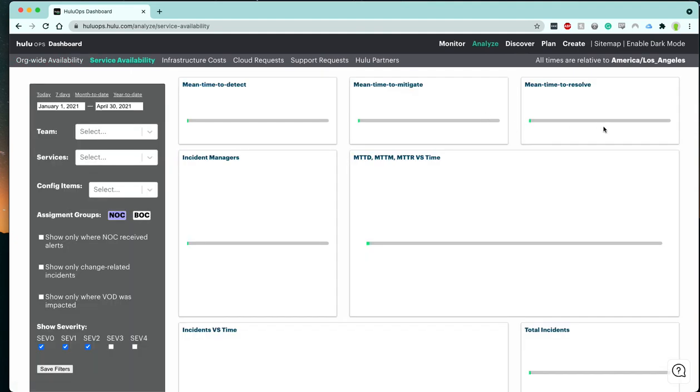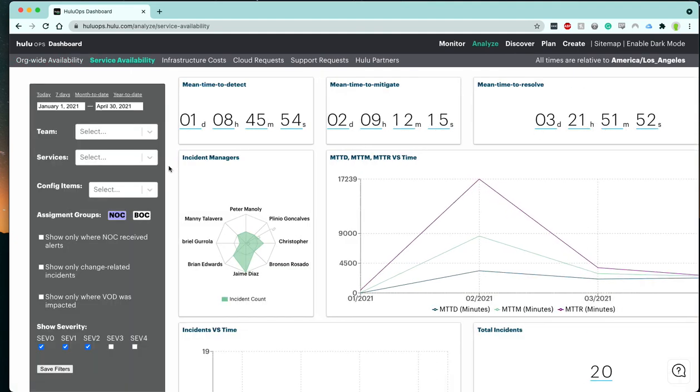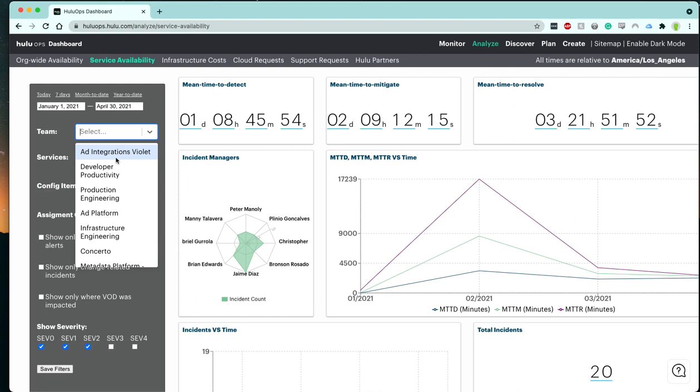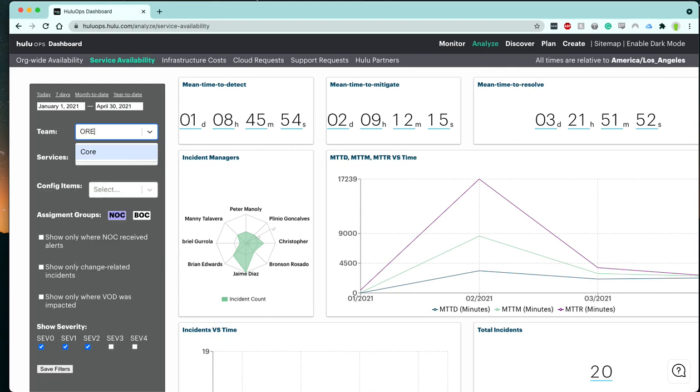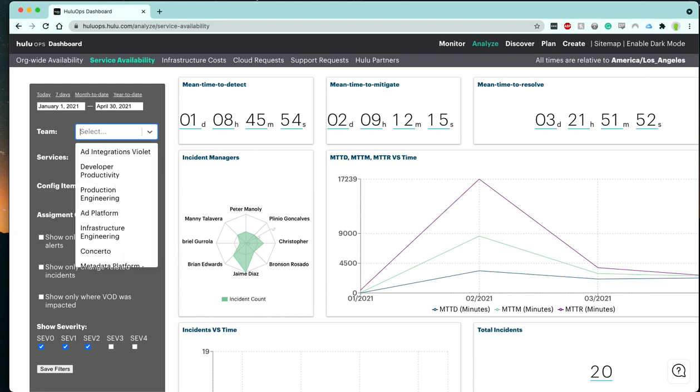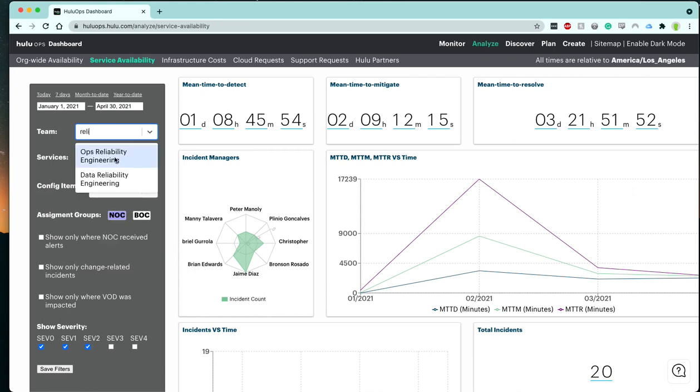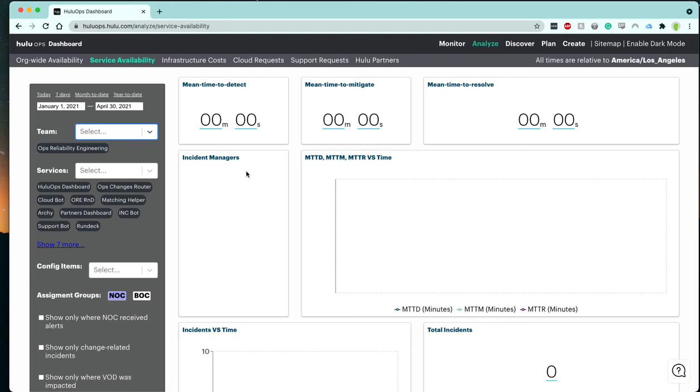I'm going to take you to service availability. I'm not going to spend a ton of time on this. This is where you can actually choose your team. So in my particular case, I am ORE, and that's core reliability. So I'm going to look at the Ops Reliability Engineering Organization. They have not had a Sev 0 or a Sev 1 incident. These are the services that they own. If I were a core service, I would actually see this, right? I would see that improvement over time.